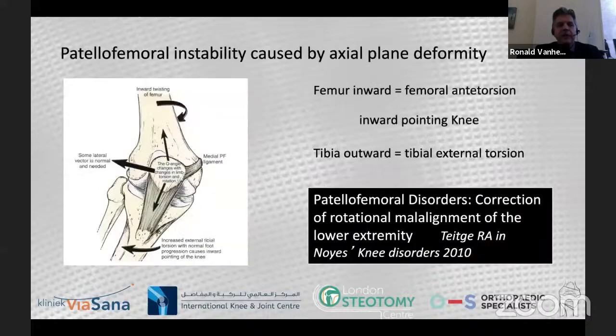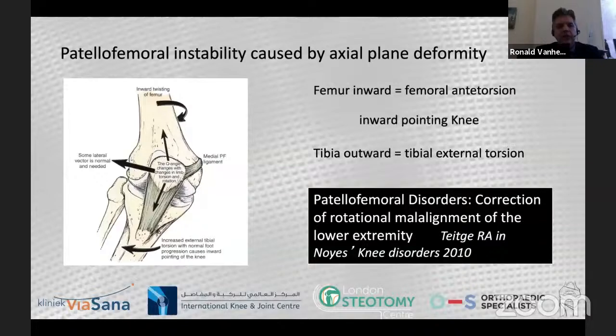Now, let's have a look at this picture. I think if you take one picture from my presentation today, it's the most important picture here. And you can find that chapter in Frank Noyes' great book on knee disorders, published in 2010, the Bob Teitge chapter on patellofemoral. It's just a great chapter.